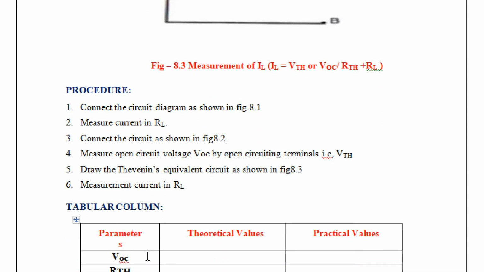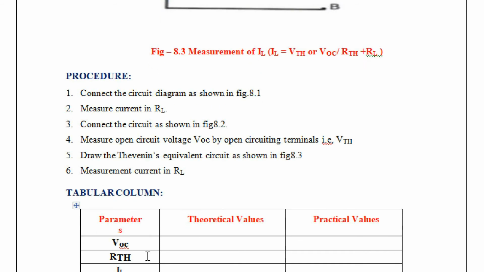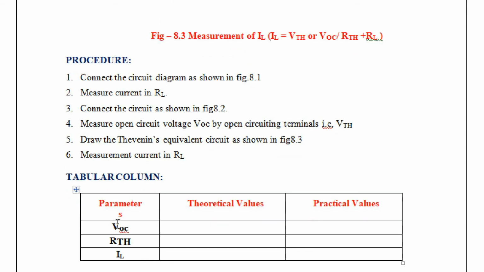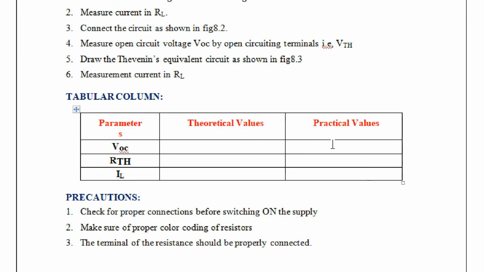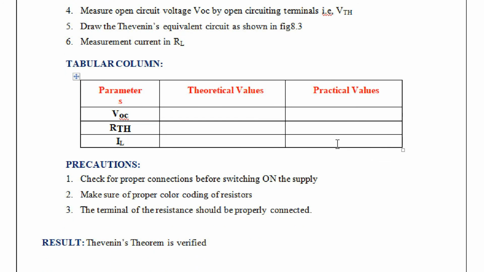So the tabular column below shows parameters like VOC, that is your open circuit voltage, RTH, Thevenin's resistance, and IL, the load current. Here we need to fill the theoretical values and practical values. After doing the experiment, let us fill the table with practical values. While doing the experiments, we need to take some precautions like checking for proper connections before switching on the supply, making sure of proper color coding of resistors, and that the terminals of a resistance are properly connected.